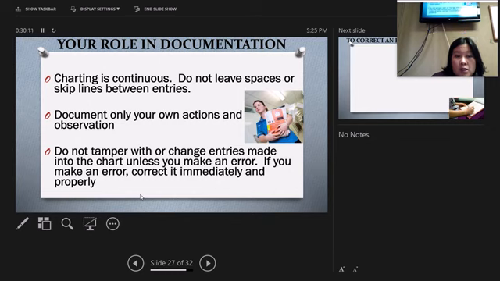You have to wash your hands before you touch their chart and document. When we're doing our national skills testing and we're doing vital signs, make sure you say, wash my hands before you touch that chart and document on it. Don't tamper with other people's charting. If you make an error, you just draw a single line through it and correct it.